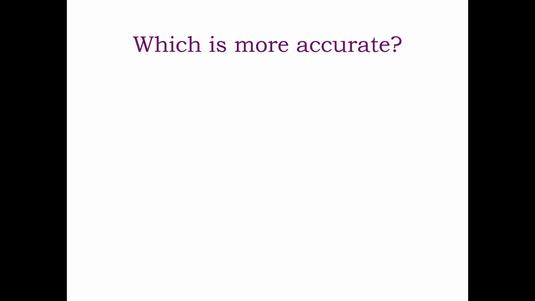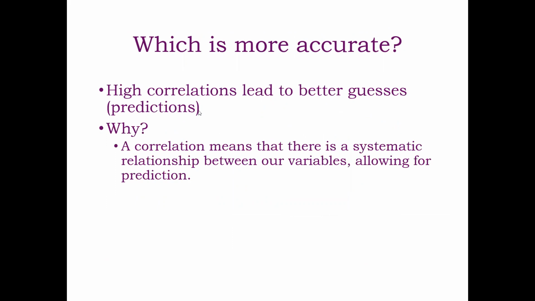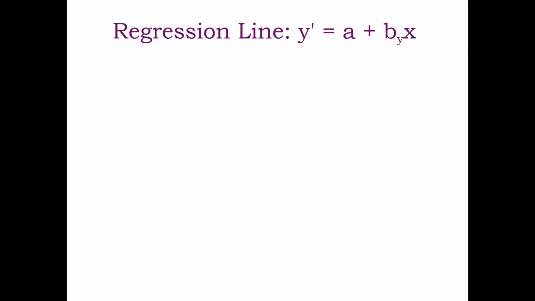So which is more accurate? Stronger correlations lead to better guesses or predictions. So let's think about that. A correlation means there's a systematic relationship between our variables. So the higher the correlation, the more systematic the relationship and the better the prediction. So let's look at some more details here.